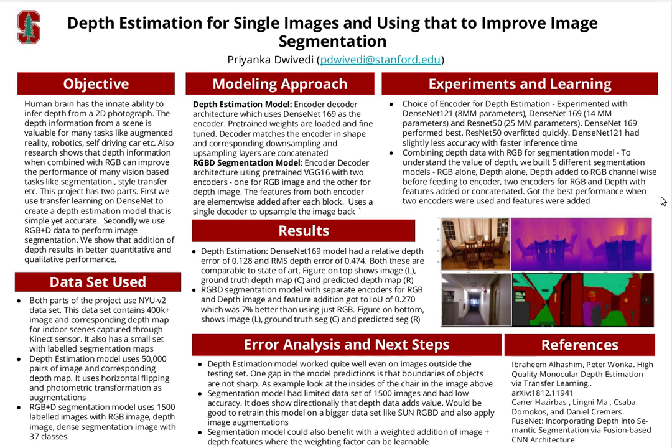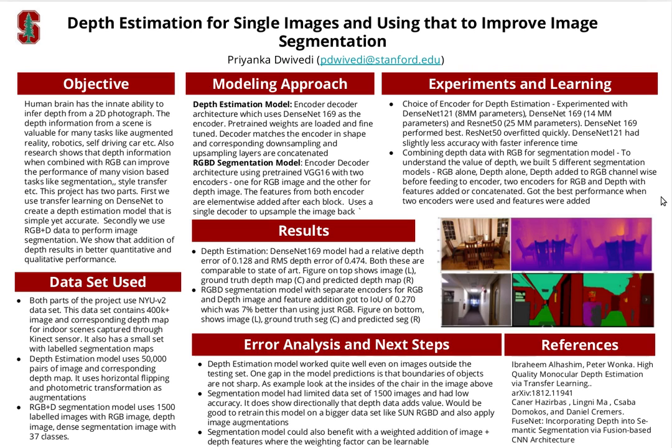For both parts, I used the New York University depth dataset. It has a huge repository of images with their corresponding depth map. And so I used a 50,000 sample to train the depth estimation model. It also has a very small set of 1,500 images where it has image data, depth data, and densely annotated segmentation data with 37 classes. So this small subset was used to experiment with how RGBD data can improve segmentation results.